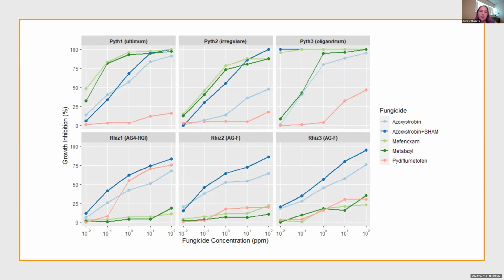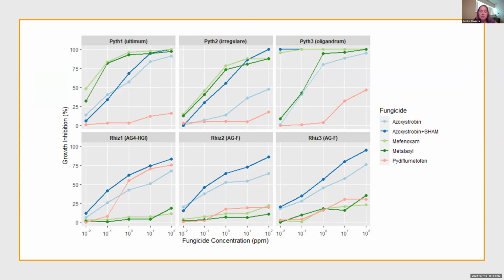Here are our fungicide inhibition curves, with fungicide concentration increasing along the x-axis and the inhibition of mycelial growth along the y-axis. Azoxystrobin is shown in blue, light blue without the addition of SHAM, and dark blue with the addition of SHAM. The phenylamides, mefenoxam and metalaxyl, are shown in light green and dark green. And the fungicide which does not target pod rot is shown in pink.